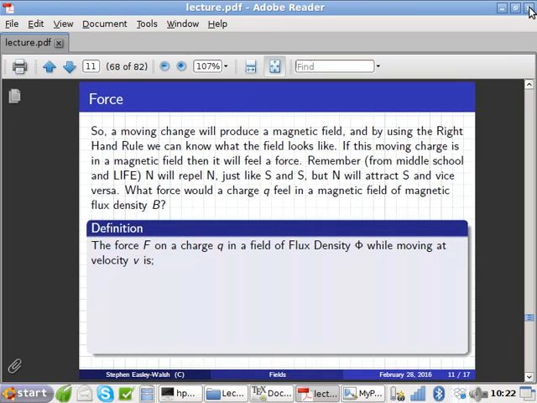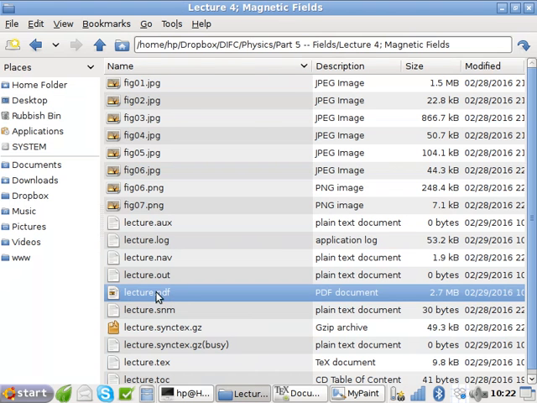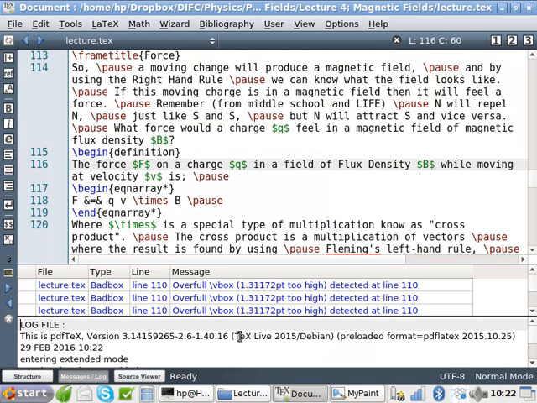Does anyone actually know this formula? The force on a charge moving in a magnetic field. Maybe you know it? Do you want to have a guess? The force on the charge in a magnetic field. What was the force on a charge in an electric field? So if you were to have a guess, what do you think the formula for the force on a charge in a magnetic field might be?